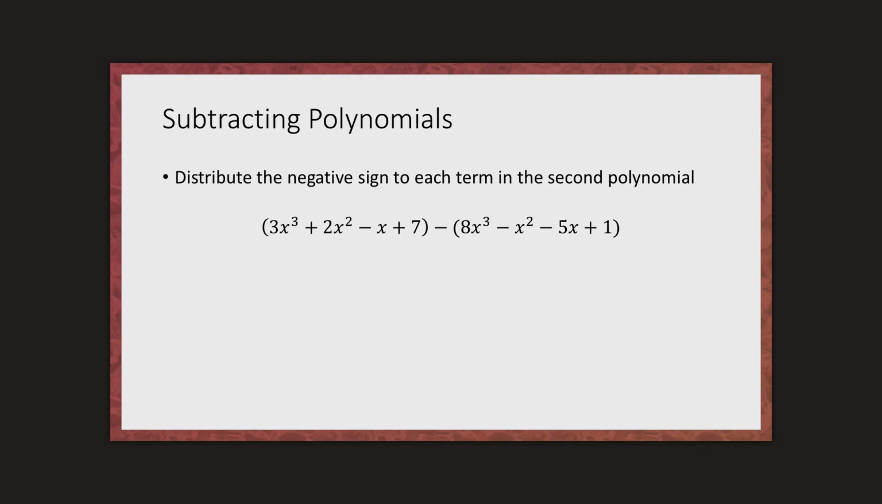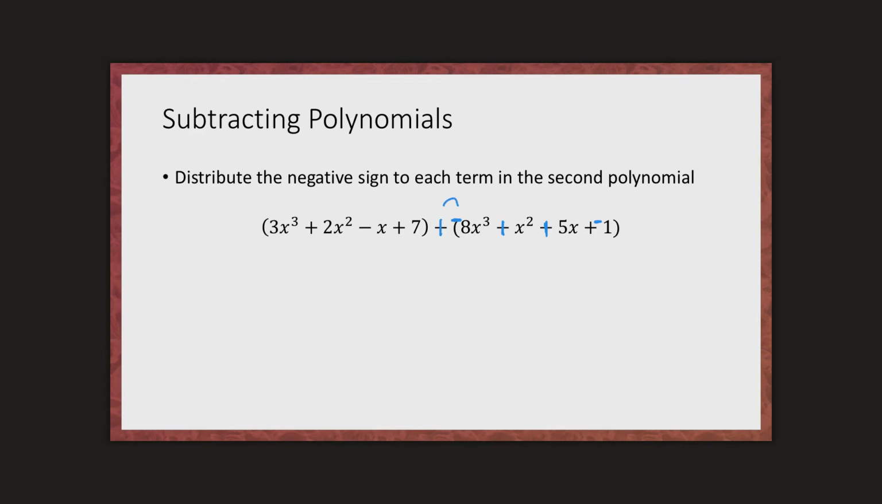We want to add them. So I am going to distribute that negative minus sign in between the two polynomials to everything in the second polynomial. So I'm going to change that to a plus and then change the sign of every number in the second half. I'm going to take all my positive numbers and make them negative, and all my negative numbers and make them positive. So I made that minus sign a plus, so my positive 8x to the third is now a negative 8x to the third. My negative x squared is now a positive x squared. My negative 5x is now a positive 5x, and my positive 1 is now a negative 1.